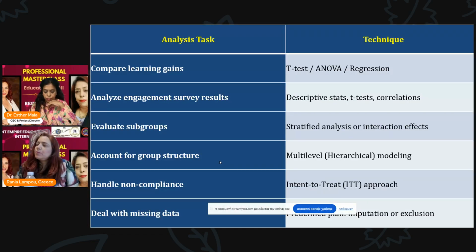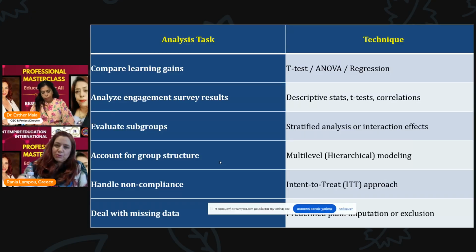The summary table. If we put it all together, we can see that to compare learning gains, we can use the t-test, ANOVA, or regression. To analyze engagement survey results, we use correlation and descriptive statistics. To evaluate subgroups, we use stratified analysis or interaction effects. For group structure, we use multi-level hierarchical modeling. To handle non-compliance, we use the intent to treat approach. When we want to deal with missing data, we use a predefined plan, imputation, or exclusion.